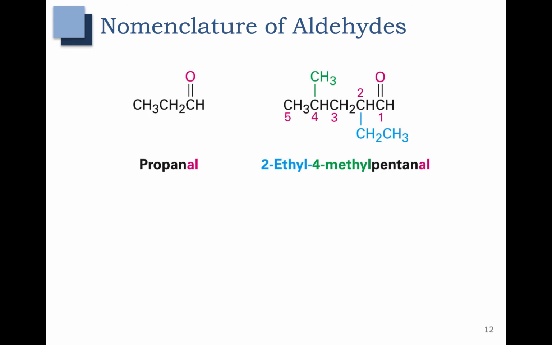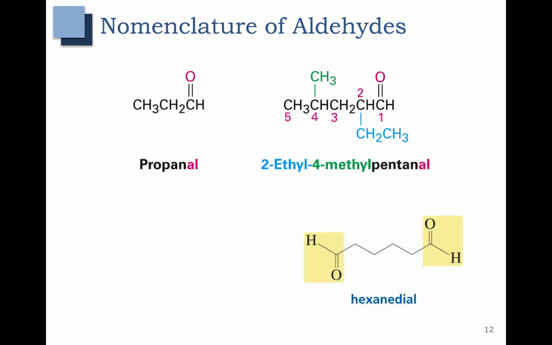Now let's look at some examples of aldehydes. We have propanal over here on the left. Notice that we don't need a number because the aldehyde has to be position 1. We also have a pentanal over here at the right. Again, the aldehyde has to be position 1. In this case, we have an ethyl group at 2 and a methyl group at 4. We put this all together, it's 2-ethyl, 4-methyl pentanal.